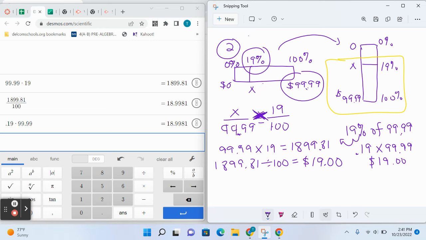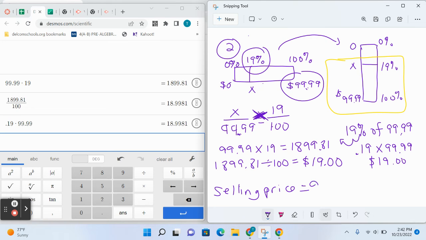So two ways to find the discount. Think about the rotated rectangle, and then think part over whole equals percent over 100. Or you could do the shortcut. To find a discount, you could find the percentage of the original price. Move the decimal 2 to the left. Remember, of means times. But on this puzzle, they're not asking you for the discount. They're asking you for the selling price.